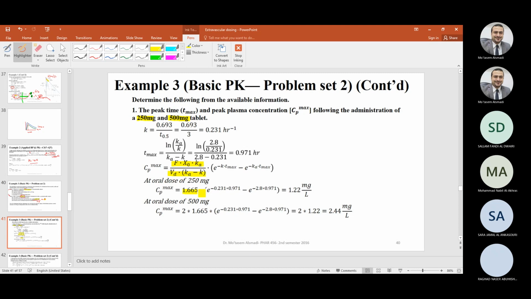What about the dose of 500 milligrams? The only thing that, as we mentioned before, will be modified is what? The intercept. That will be doubled, right? So it will be 2 multiplied with 1.665. The T max is the same. The K is the same. The Ka is also the same, right? So that means that you are multiplying this C max by what? By 2. You double the dose from 250 to 500, right?